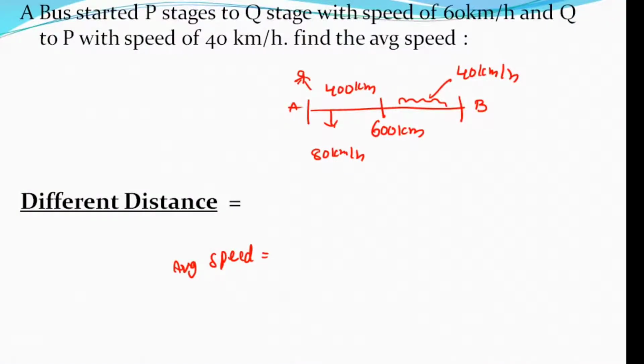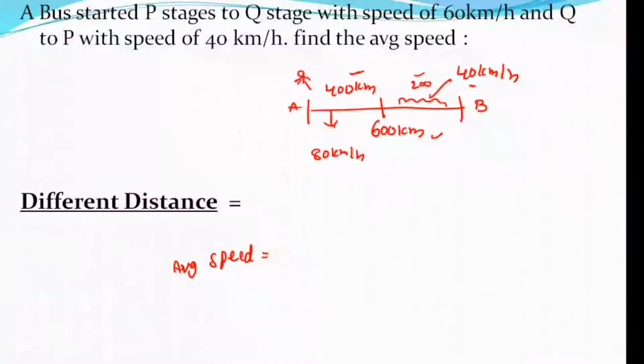The total distance is how much? 600 kilometers. He moves the first part, how much? 400 kilometers with a speed of 80 kilometer per hour, and the remaining distance is how much? 200, with a speed of 40 kilometer per hour. So is the distance the same or different? 400 kilometers first and second is 200 kilometers. So different distances are given.